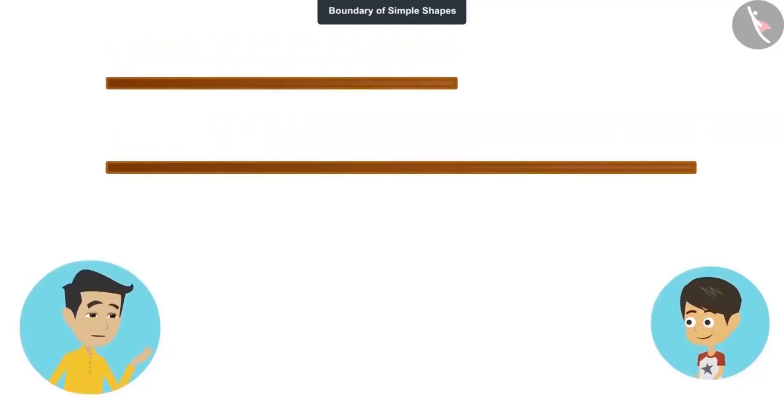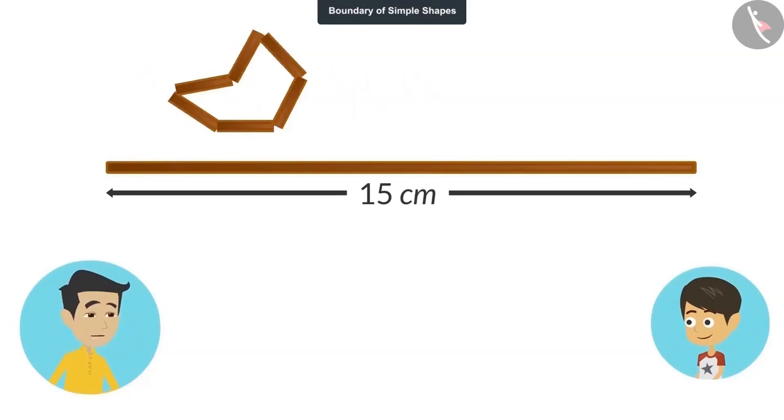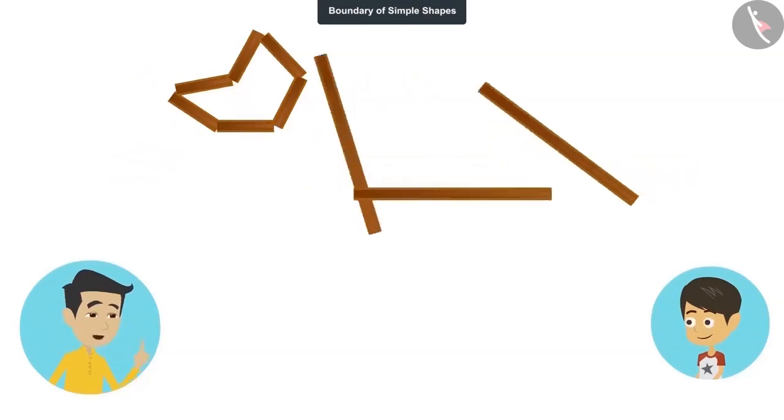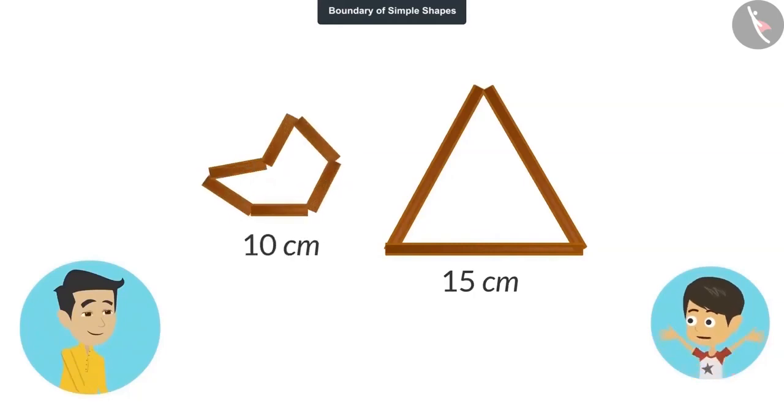See, let's take 2 thin sticks of different sizes. The short stick is 10 centimeters long and the long one is 15 centimeters long. Now let's cut the short stick into 6 pieces and make a shape. And now cut the long stick into 3 pieces and make another shape. Now tell, which of these 2 boundaries is longer? The length of the boundary of this triangle shape is 15 centimeters, which is more than the length of the boundary of the shape with 6 edges. Absolutely right. That means the number of edges of a shape does not affect the length of its boundary.